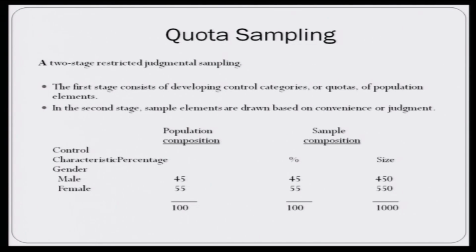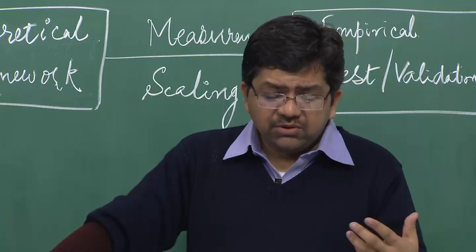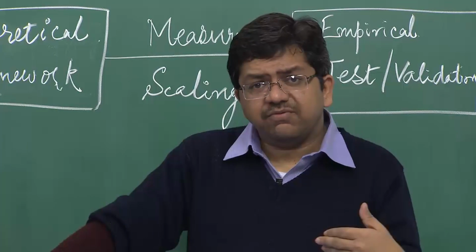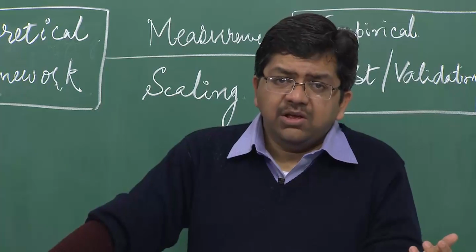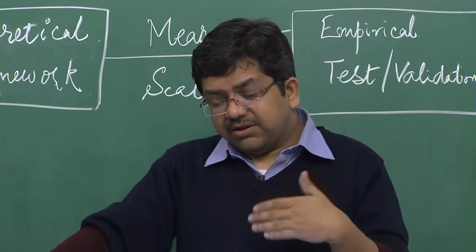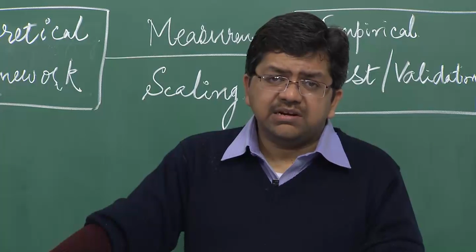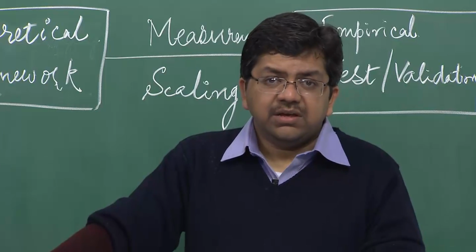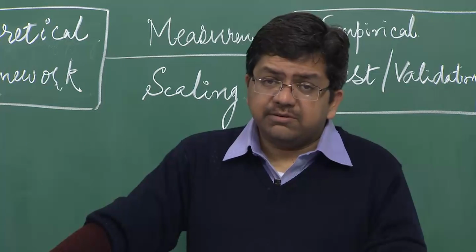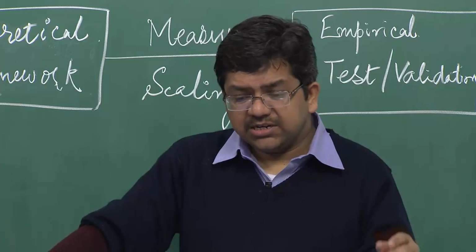Suppose you are doing a customer satisfaction study for a Starbucks store or a Cafe Coffee Day, and you find out that 45% of your customers are male and 55% are female. The sample drawn in quota sampling will then be 45% male and 55% female, and within that 45% you can choose, generally based on convenience sampling, or just the researcher's judgment of who will be representative. So, judgmental or convenience sampling can be used in the second stage of quota sampling.